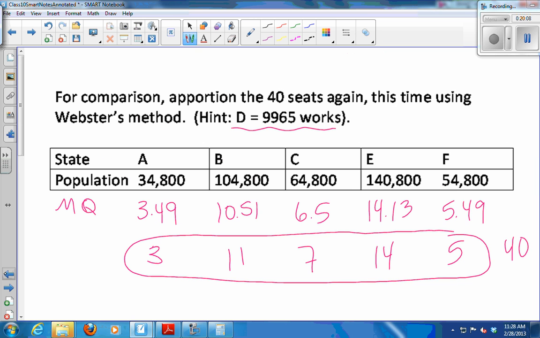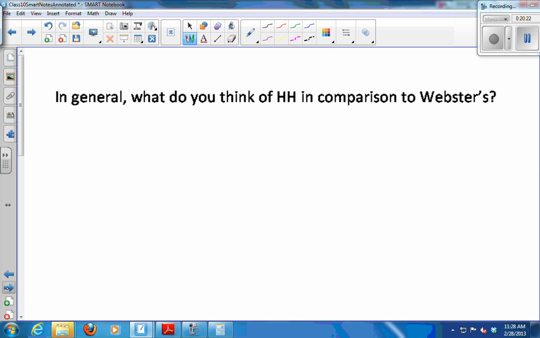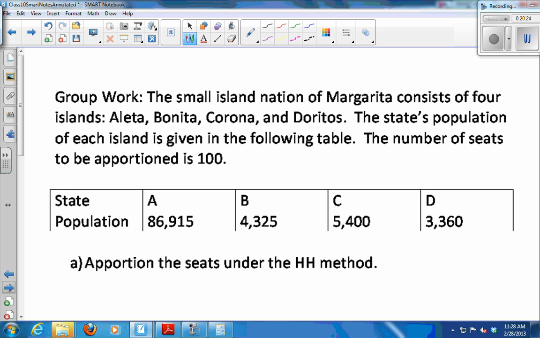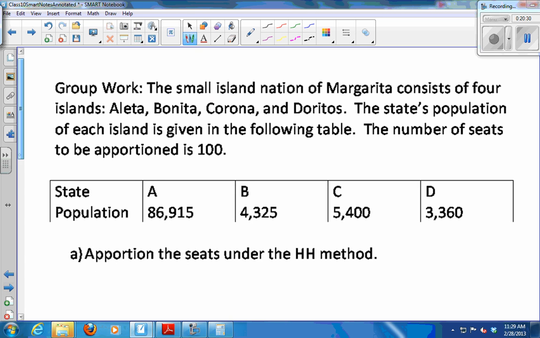And by more accurate, I mean, it's hard to say what we mean by more accurate. Like, more fair? Yeah, not really. It's still a little arbitrary, I think. Okay, so now I want you to try Huntington Hill on the island nation of Margarita.